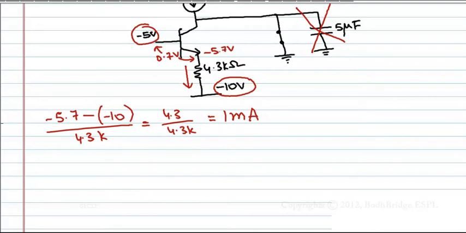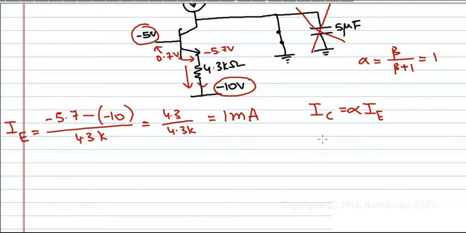Therefore, this is the emitter current, that is the current through the emitter. The emitter current is 1 milliampere. Now what is the relation between IE and IC? IC is equal to alpha times IE. And what is the relation between beta and alpha? Alpha equal to beta by beta plus 1. But how much is beta given? Infinity. Therefore alpha is nearly 1 or equal to 1. Therefore IC is equal to IE in this situation.